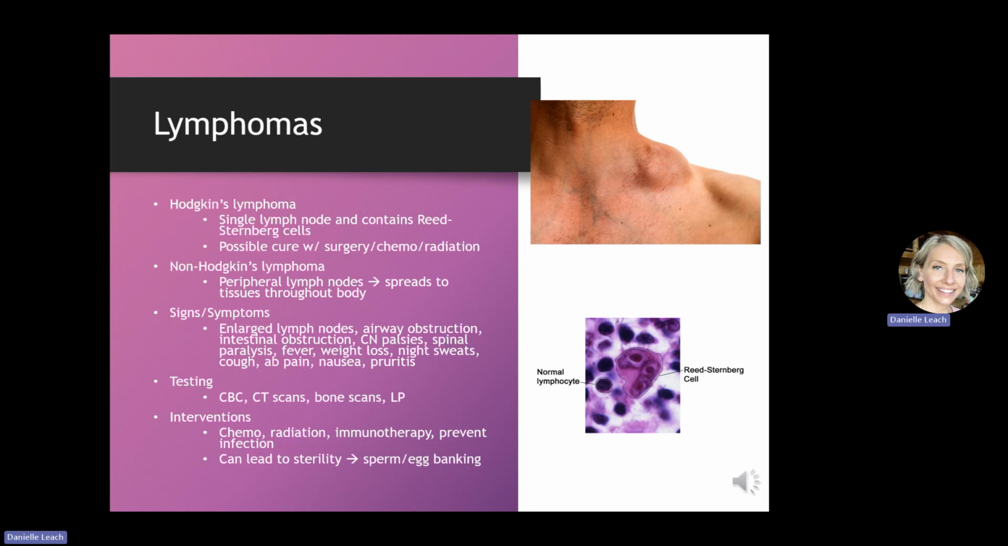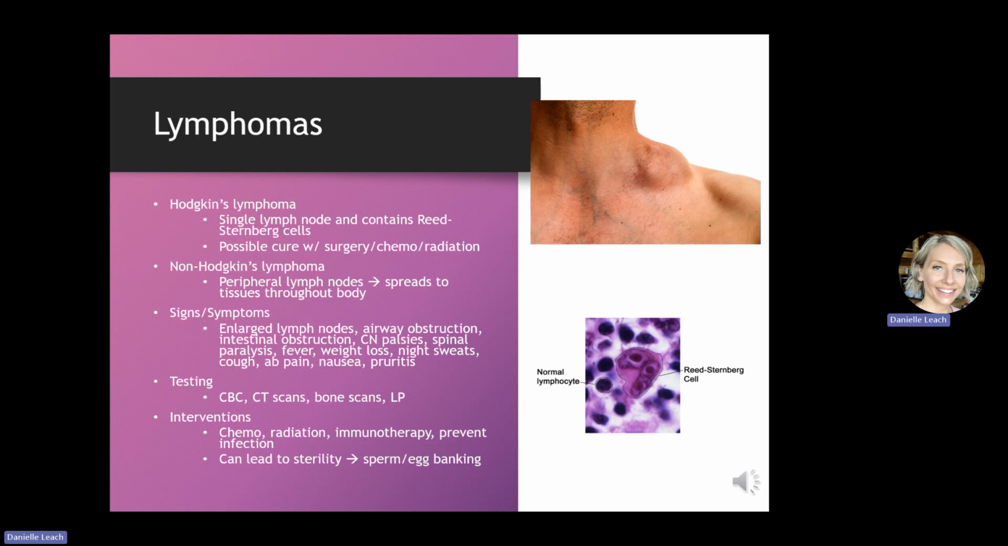On assessment, you may see, of course, enlarged lymph nodes. For the non-Hodgkin's lymphoma, depending on where the lymph nodes are that are affected, they could be so large that they obstruct the airway, that they obstruct the intestines. If they are in the jaw or the face, they could cause cranial nerve palsies in the face. Or if they're near the spinal cord, they could cause spinal paralysis. And then other symptoms like weight loss, fever, abdominal pain, nausea, vomiting, itching, night sweats.